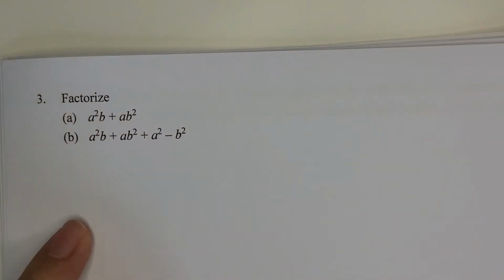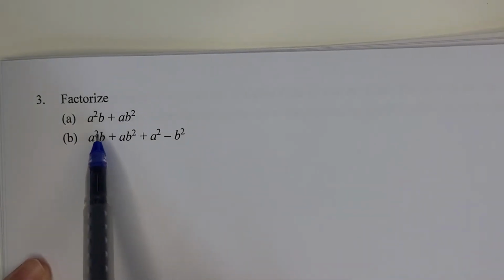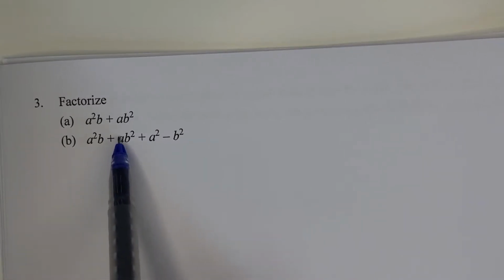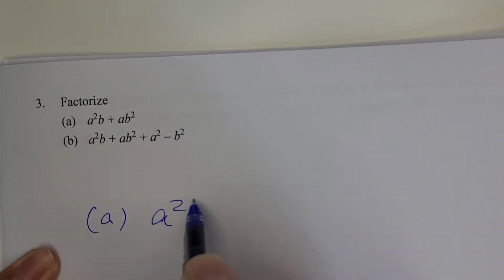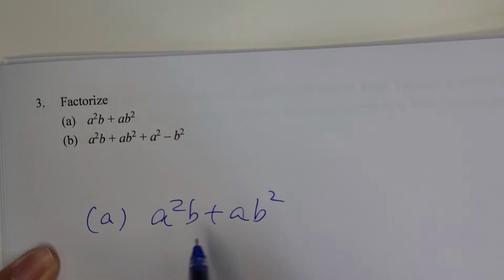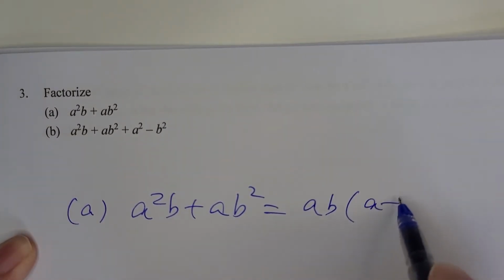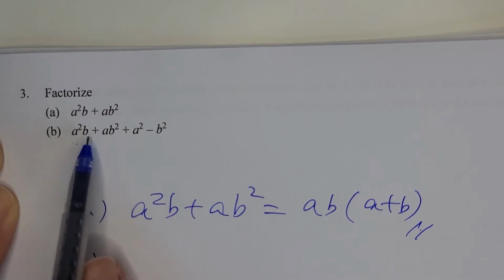And for question number 3, you need to factorize these two expressions. For part A, many of you may think, should we use the formula? Okay, sometimes it may not. You can just go back to the basic concept of factorization, that is taking out common factor. So in this part, luckily you can take out common factor, then just write down that's AB multiplied to A plus B. That's finished.